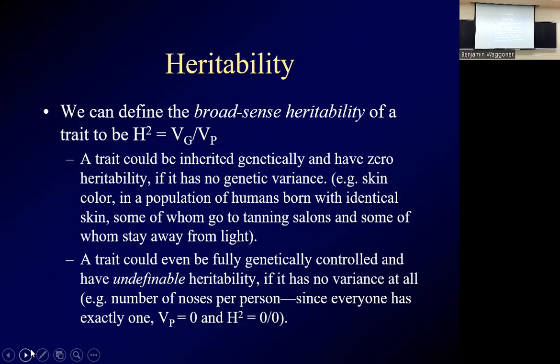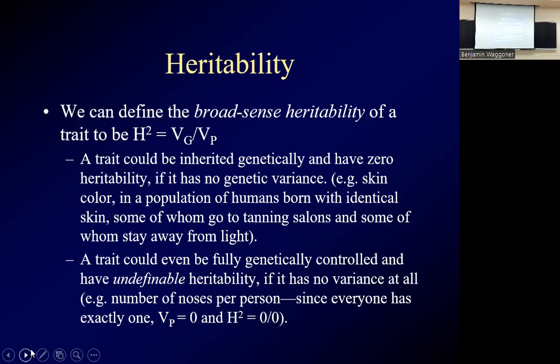And a trait could be inherited genetically and have 0 heritability if it's got no genetic variance. So imagine we have a population of cloned people who all are born with exactly the same skin color and all have exactly the same alleles for the at least 9 genes that are important for determining the color of your skin. In that case, VG would be 0.